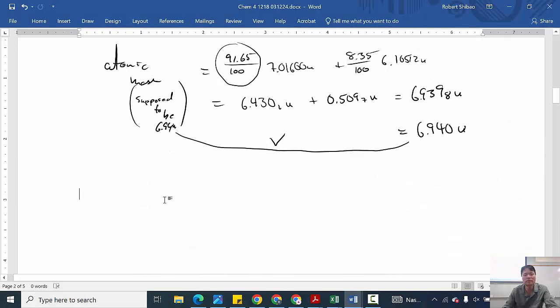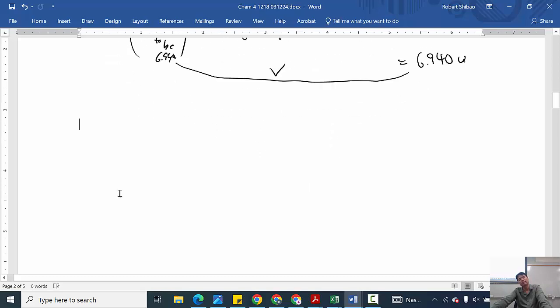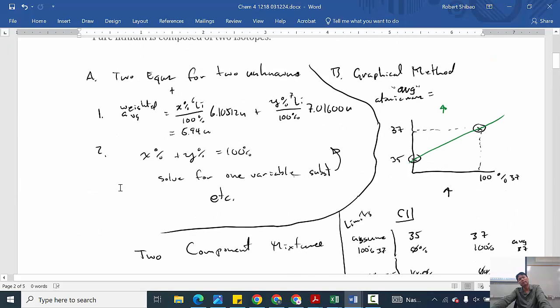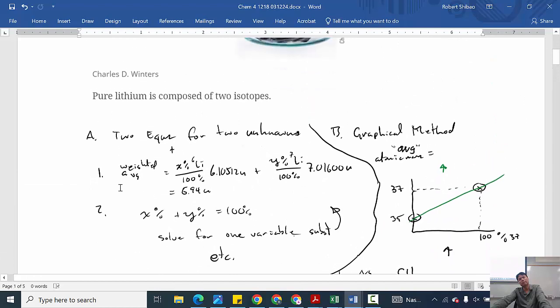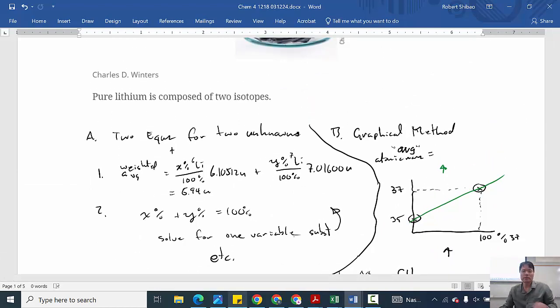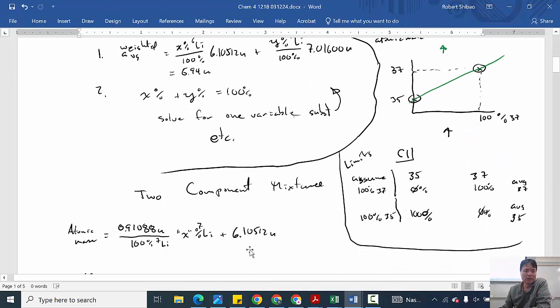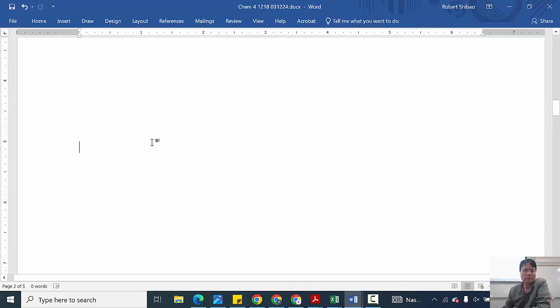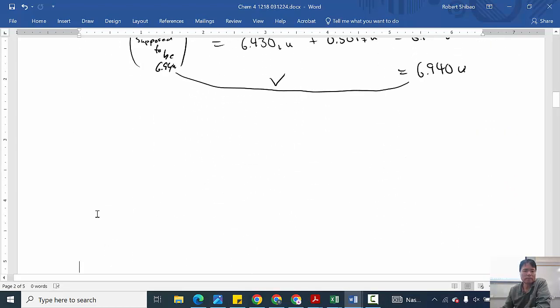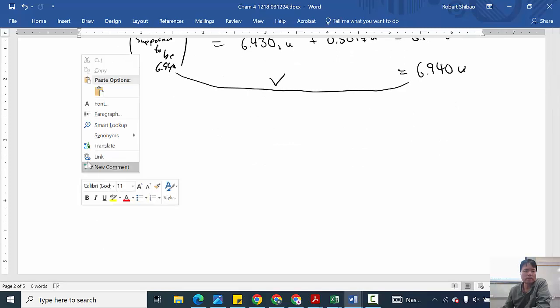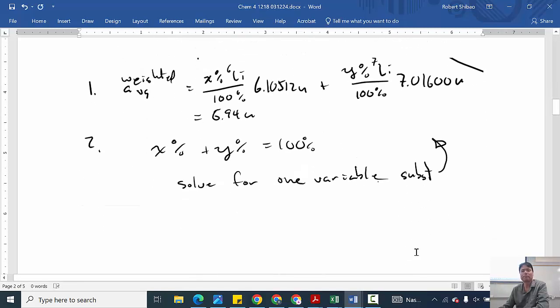The traditional way of solving 2 unknown problems is solving one of the equations for one variable and substituting that into the other equation. Looks like my Word is about to crash again, unfortunately. Okay.